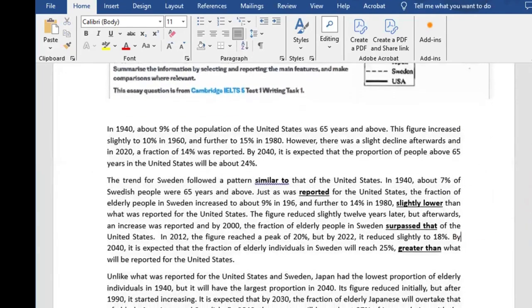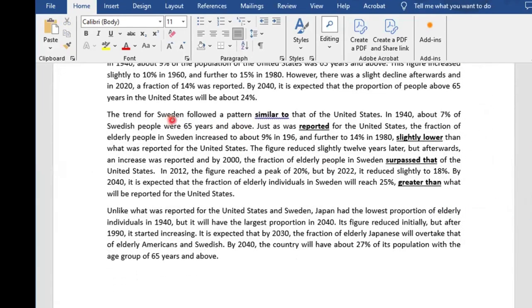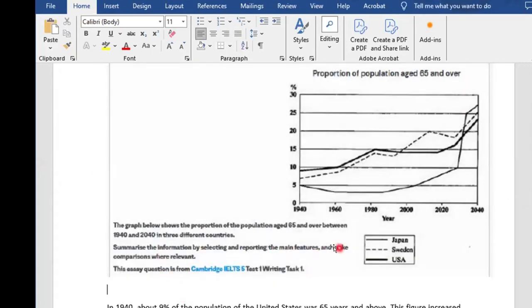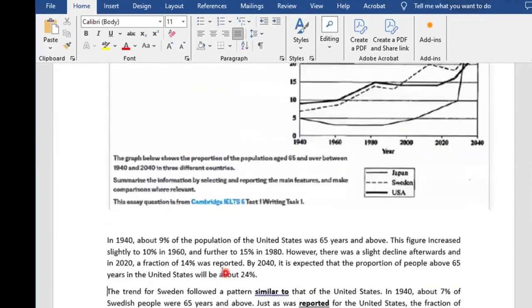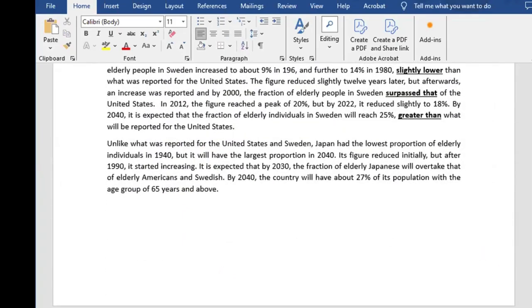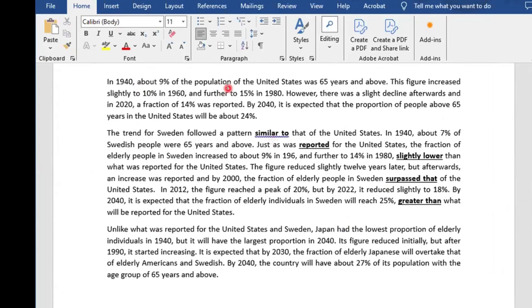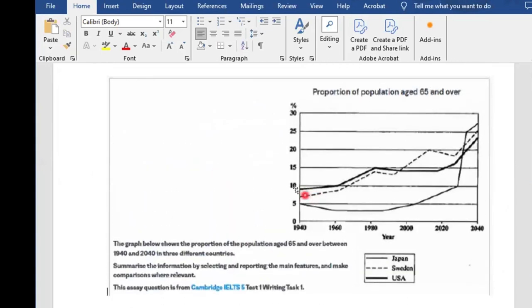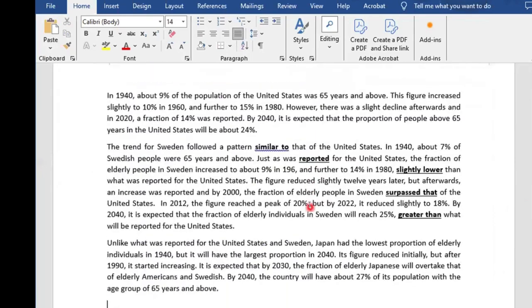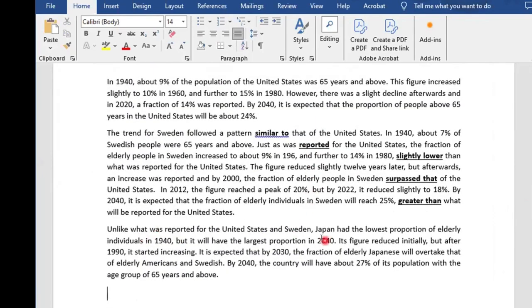And you see, I've demonstrated what? Vocabulary. I've demonstrated good vocabulary. I've also done comparison. All these parts that I underlined, they are meant to achieve this goal of what? Make comparison where relevant. At the same time, I demonstrated good cohesion. I took one country, described it. I started with the United States, and then I moved to Sweden. Why? Because the United States was the biggest one at the beginning, followed by Sweden, followed by Japan.